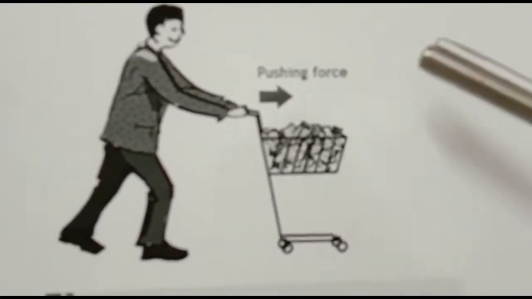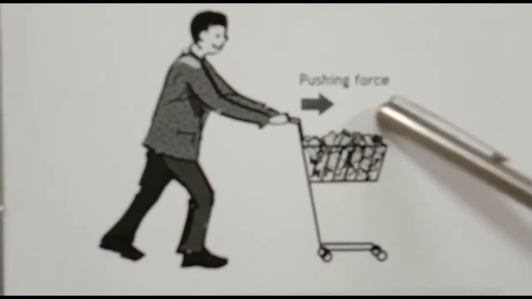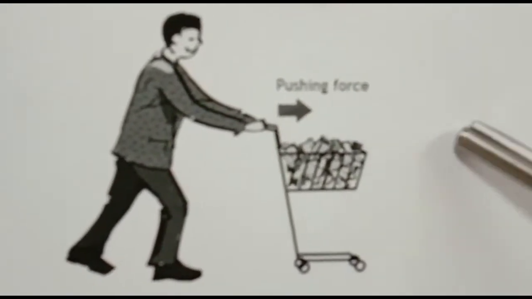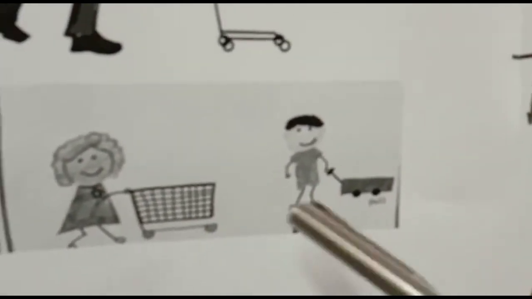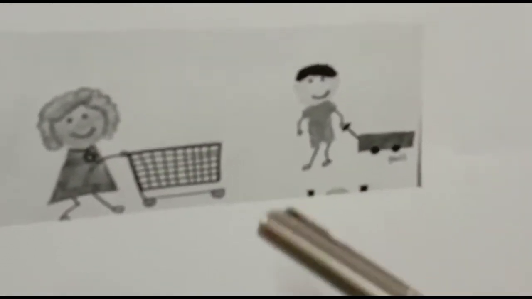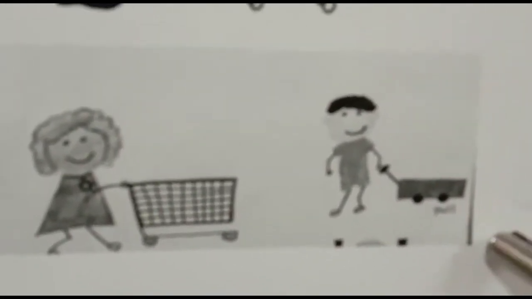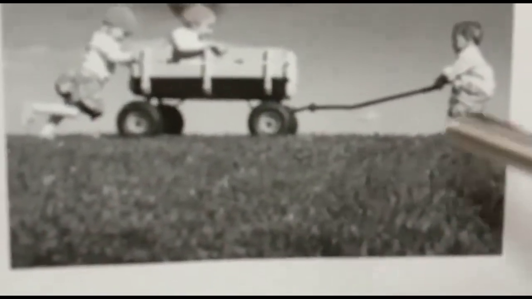Now here we have some examples for push, pull and twist. In the first example here, he is pushing the trolley. That means he used the force called push in order to move the trolley. In the second example, the girl is pushing the trolley. So the force applied is the push. And here the boy pulls the toy car. So what is the force applied over here? That is nothing but a pull. Now here in this example also, the child pulls the trolley. So that is an example for pull.